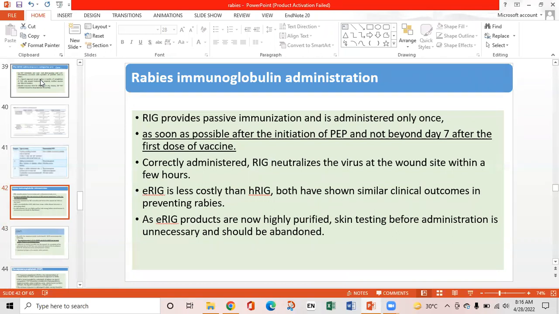Rabies immunoglobulin administration provides passive immunization and is administered only once, as soon as possible after the initiation of post-exposure prophylaxis and not beyond day 7 after the first dose of vaccine. Correctly administered rabies immunoglobulins neutralize the virus at the wound site within a few hours. Equine rabies immunoglobulin is less costly than human rabies immunoglobulin. Both have shown similar clinical outcomes in preventing rabies. The rabies immunoglobulin products are now highly purified. Skin testing before administration is unnecessary and should be abandoned.